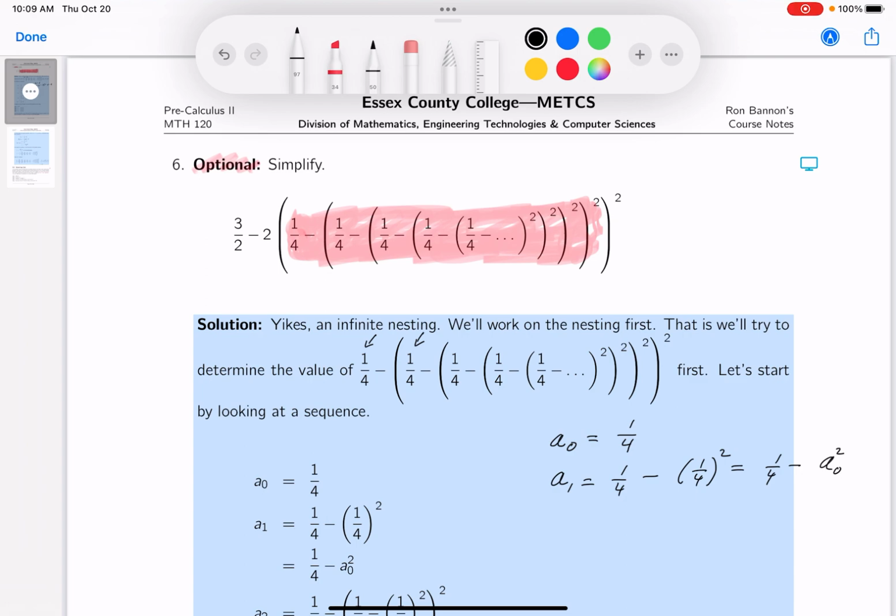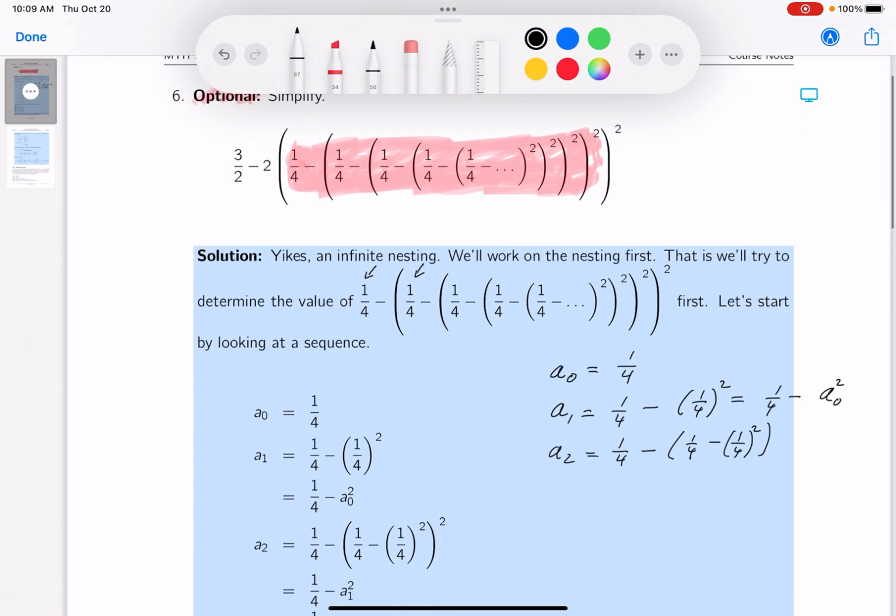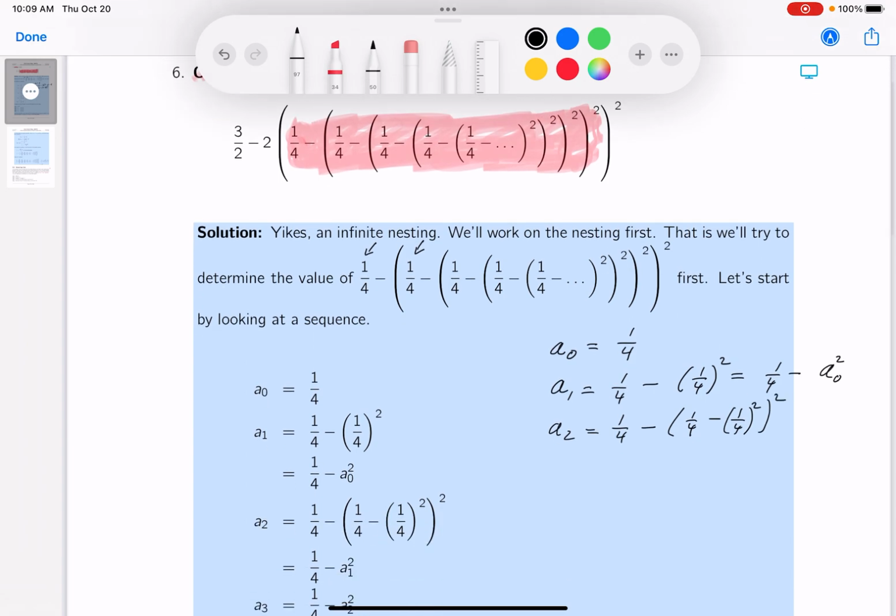All right. Now let's do A2. Let's see what that looks like. Well, it's going to be 1/4 minus, let's write this down now. It's going to be, let's see, 1/4 minus 1/4 squared, whole thing being squared. All right. Now, what do I notice about that? I notice again that this A2 looks like 1/4 minus this over here, which looks like A1, right? I'll write that down. Again, this is A1 over here. It looks like A1 squared.